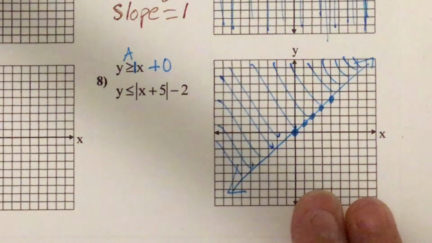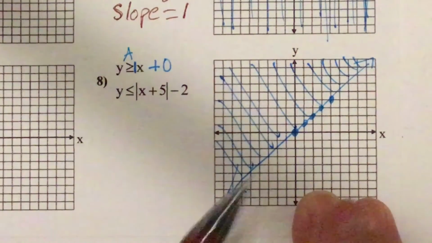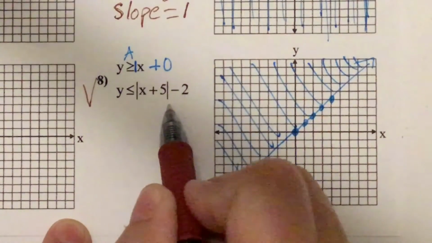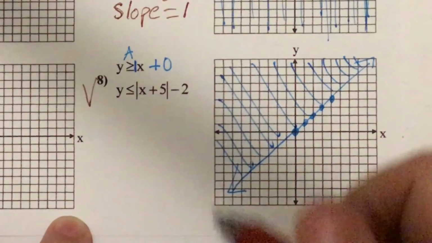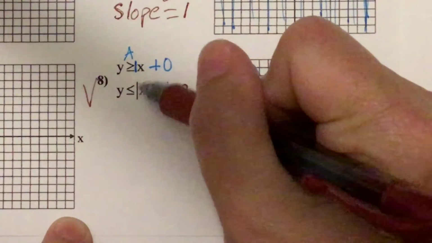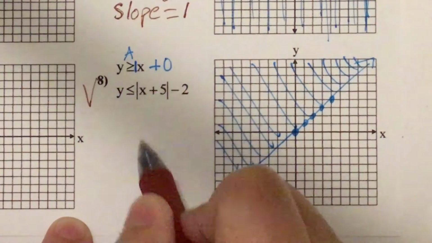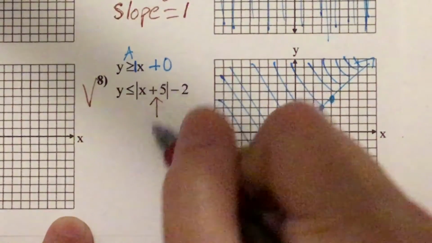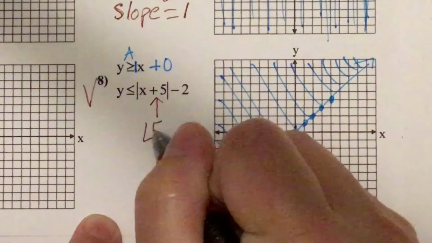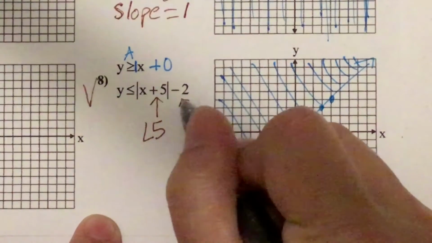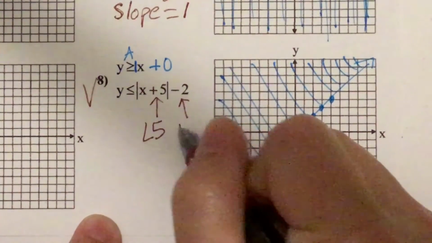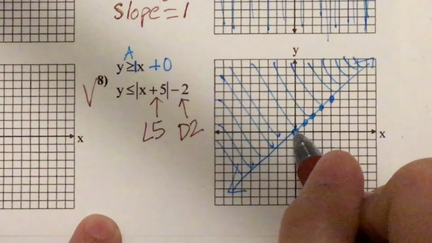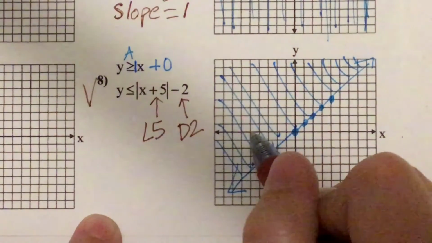Okay, what do you notice about the bottom equation? It's going to be a V, absolute value. Okay, is your M a 1? Yes, it is. So I can do the whole left, right, up, down business. So what's the plus 5 inside make you do? It makes you go left 5. And what about the minus 2 in the back? Down 2. So I'm going to go left 5, 1, 2, 3, 4, 5, and down 2.